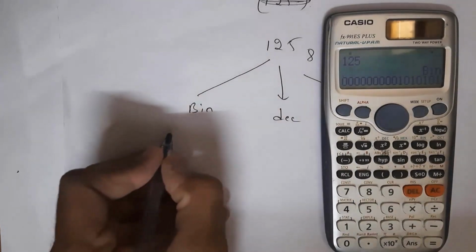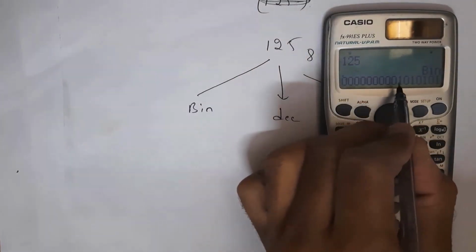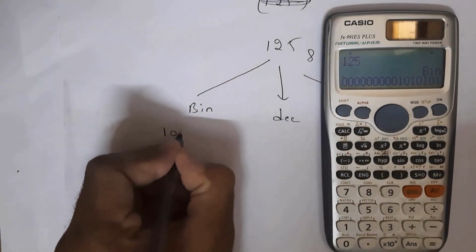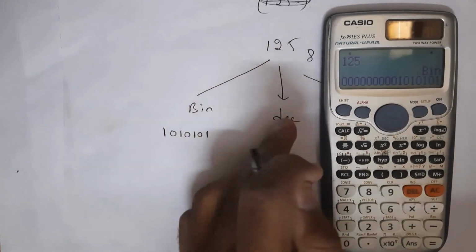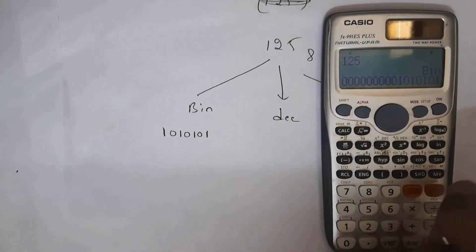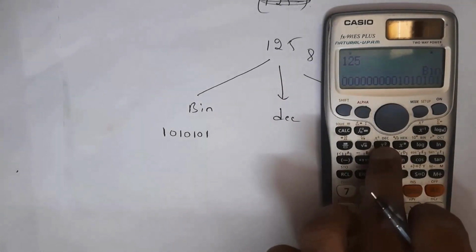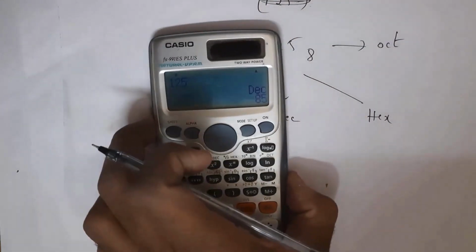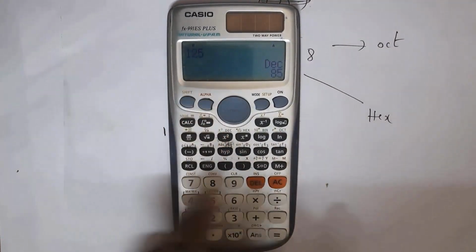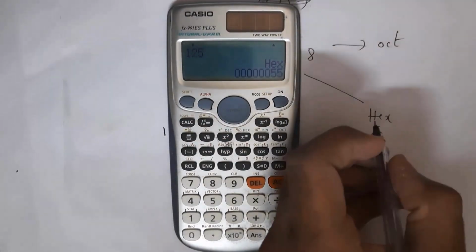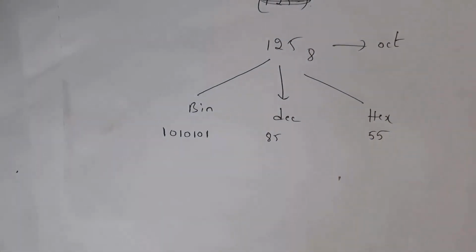This is the answer, that is, guys, don't count zeros, count from 1, that is 1 0 1 0 1 0 1. And if you want to convert this octal number 125 into decimal, then just click decimal button. You can see here, click on it. So answer is 85. And if you want to convert this octal number into hexadecimal, then just click on hexadecimal button. You can see here. Click on it. Answer is 55. This is how we convert octal number into binary, decimal and hexadecimal.